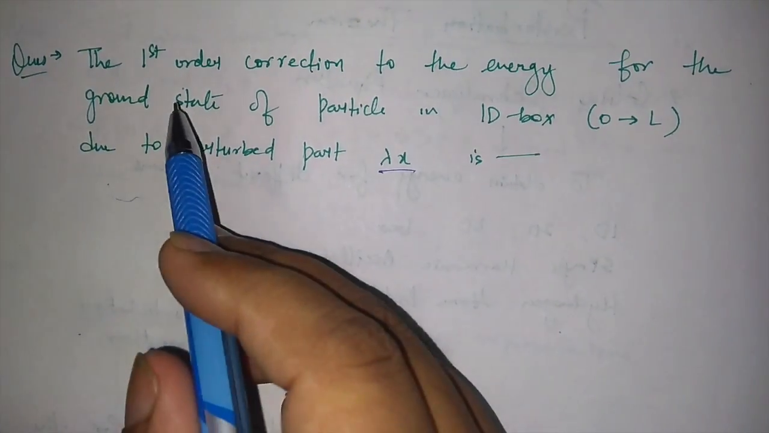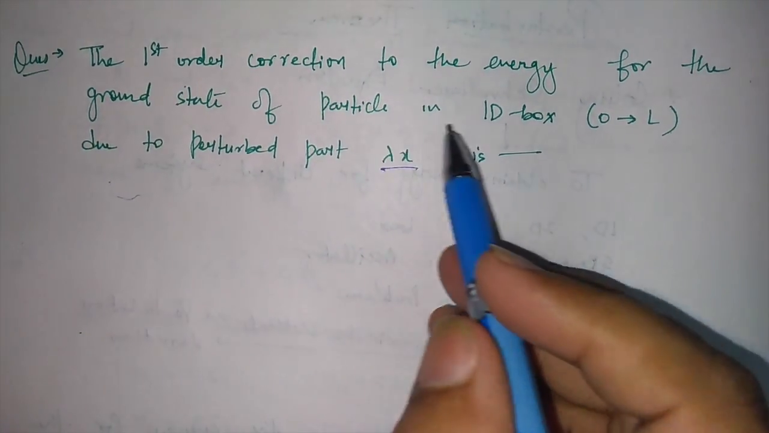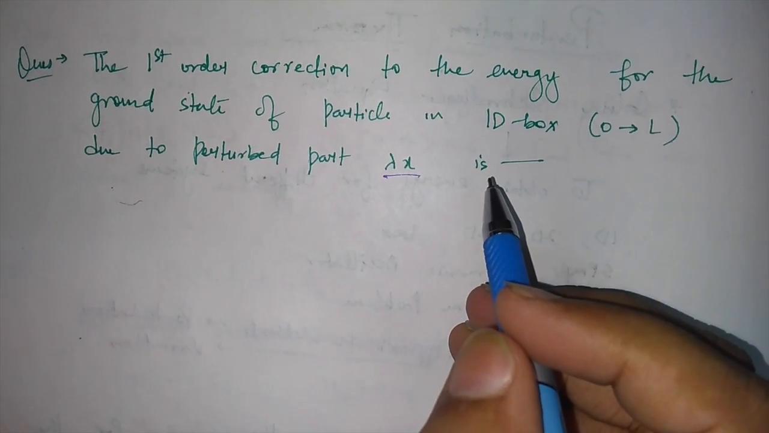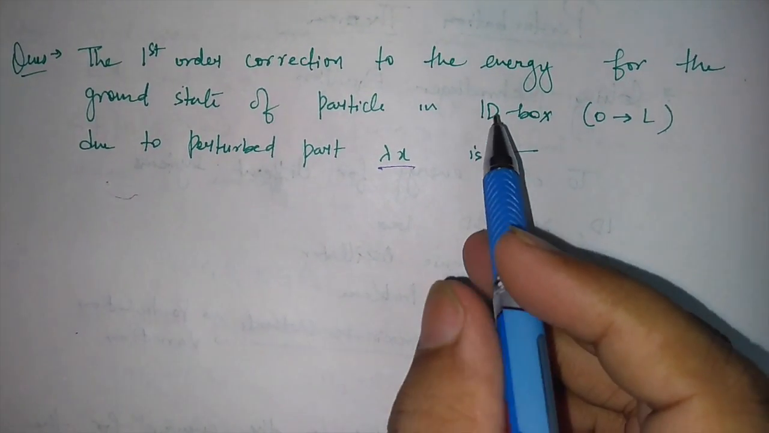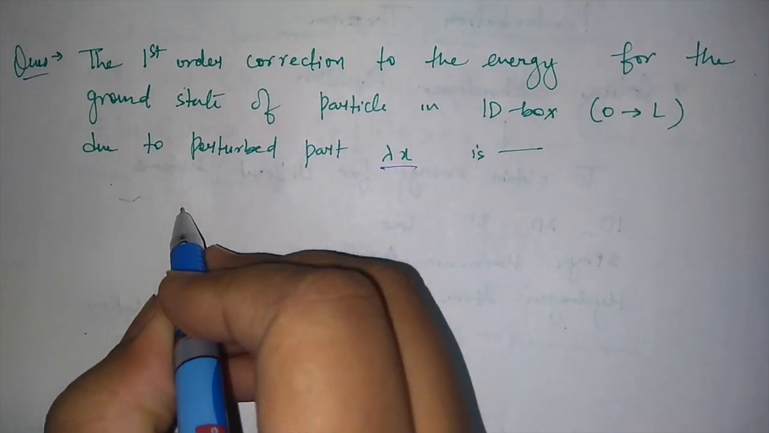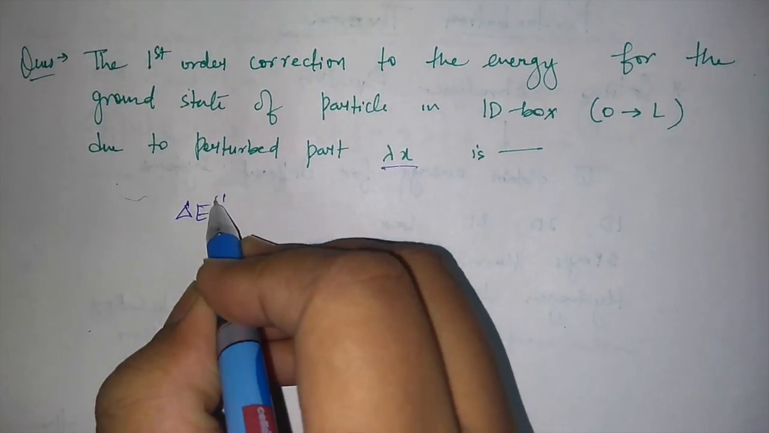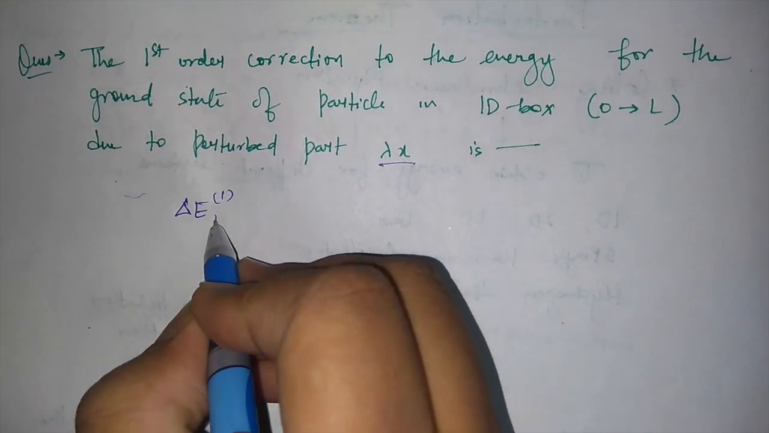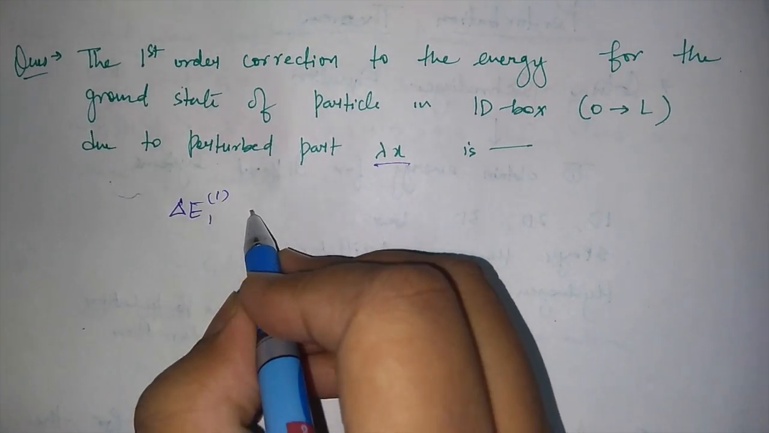Why? Because the system over here is the particle in a one dimension box, not the simple harmonic oscillator. Okay, so be very careful here. You have to solve it and find it out. So let's try to do it. The energy correction for the first order, we'll write E1, and for the ground state, that's why it will be 1. Okay, so it will be equal to what?